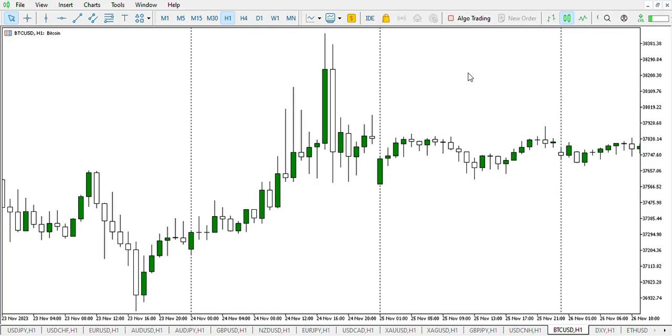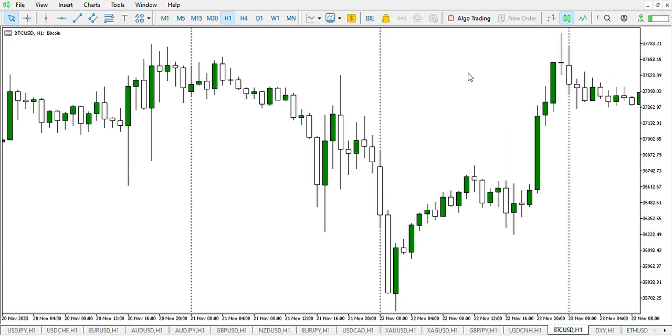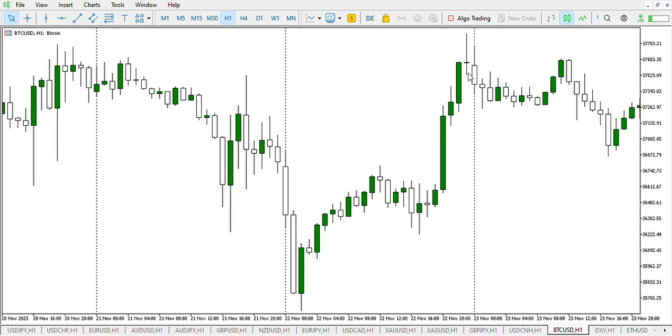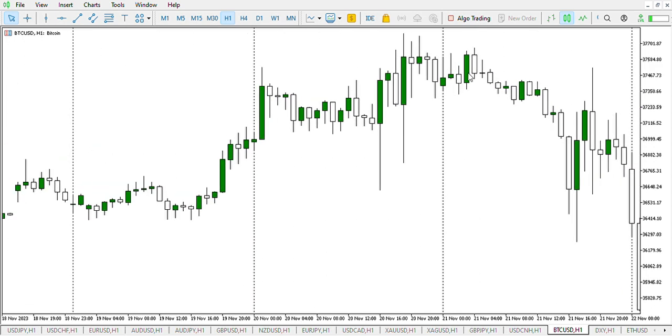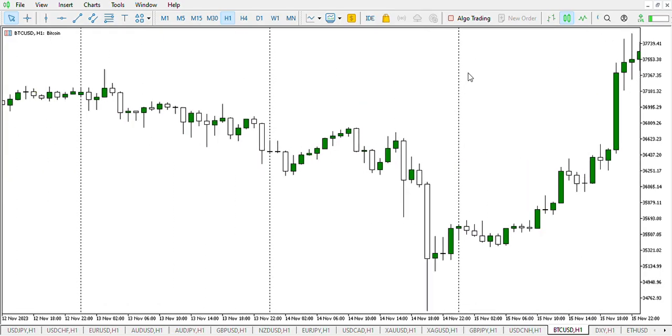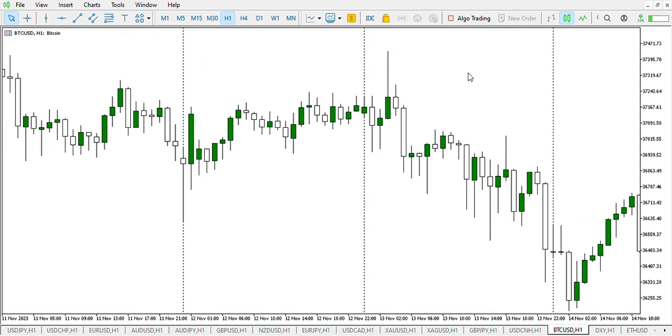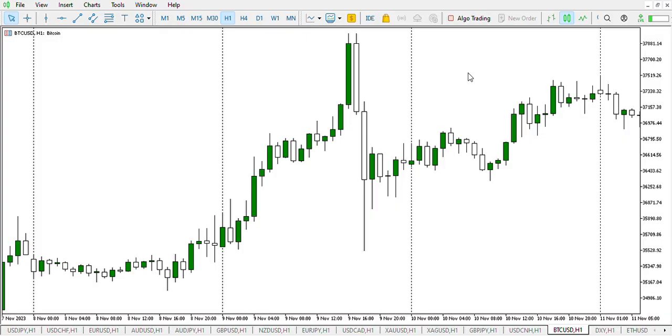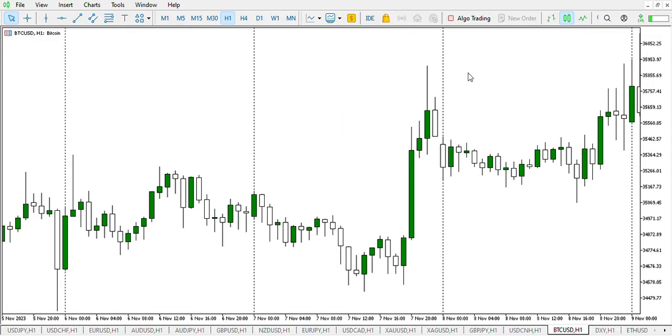So this is a very easy cryptocurrency trading strategy. There is nothing complicated about it. It is very easy to apply, it is very easy to spot, and it is very effective in making large sums of money.